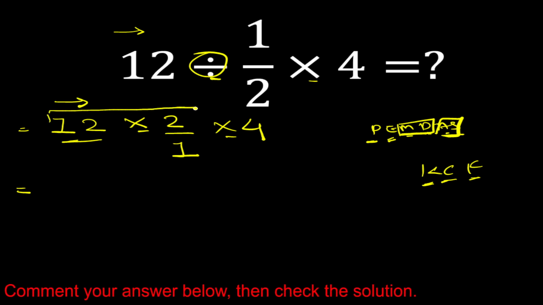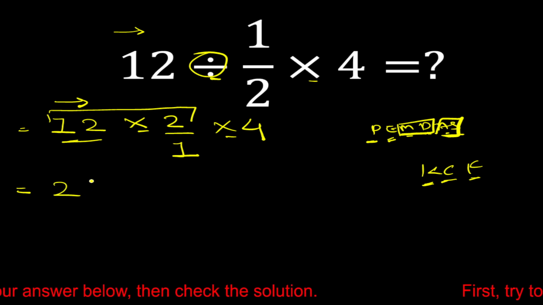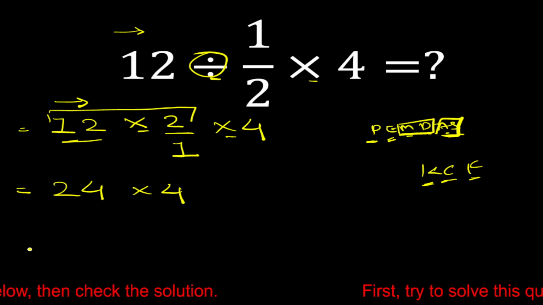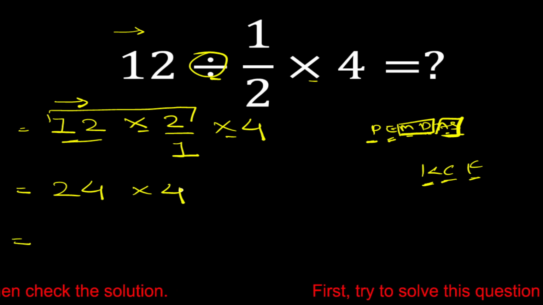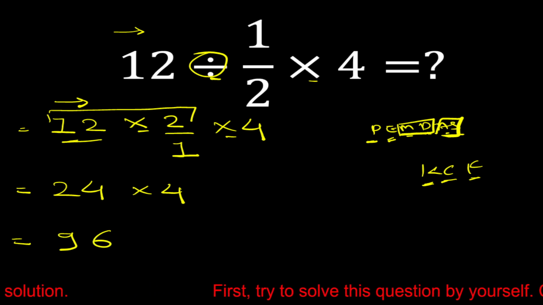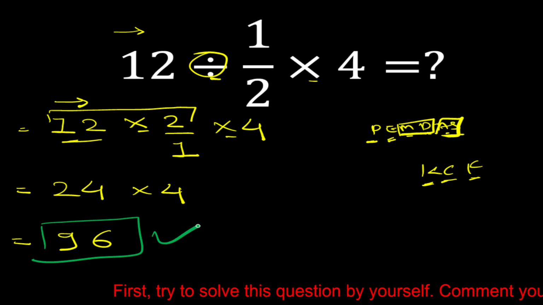So first we have to solve this part. 12 multiplied 2 is equal to 24. Multiply 4. Therefore 24 multiplied 4 is equal to 96. So the correct answer is 96. Okay.